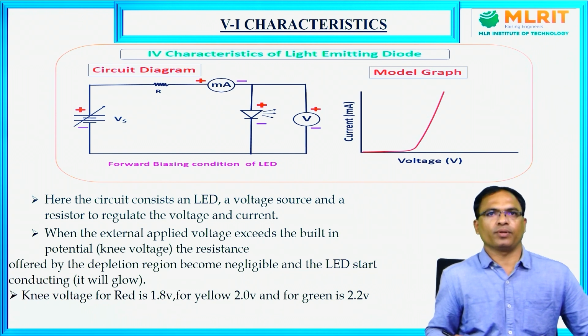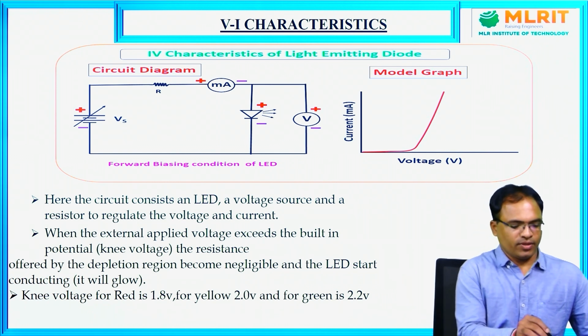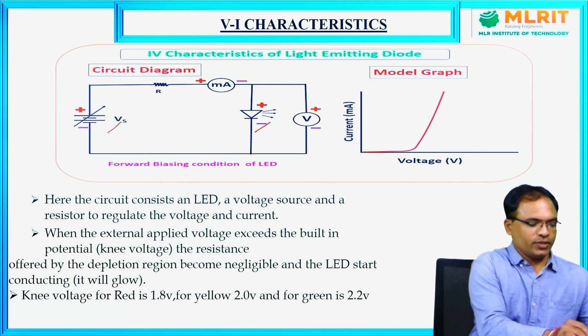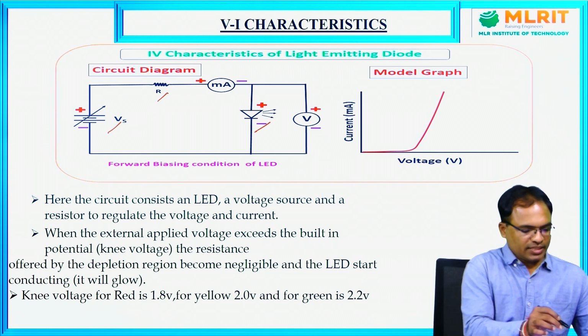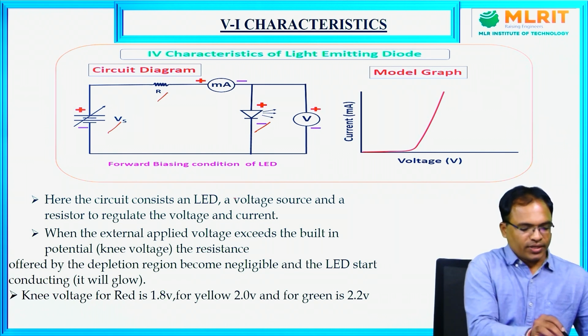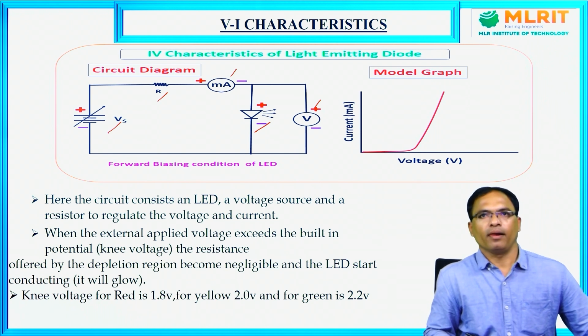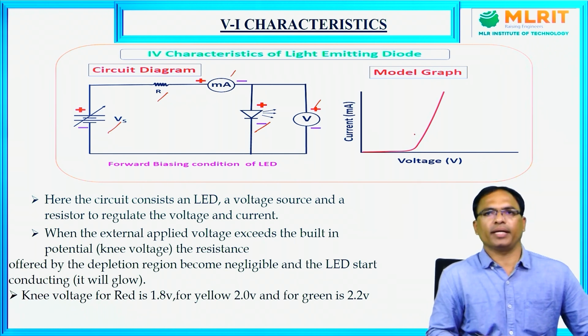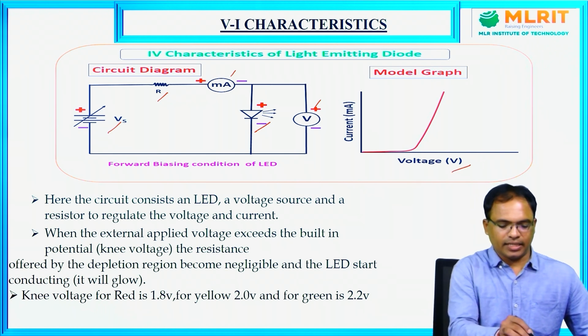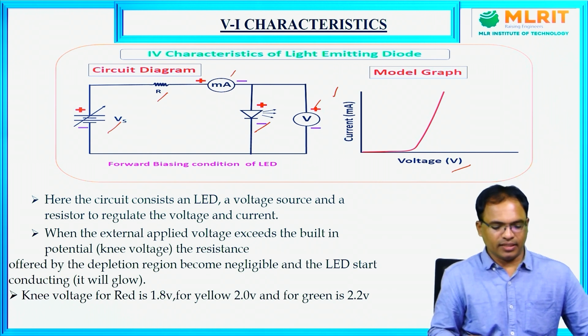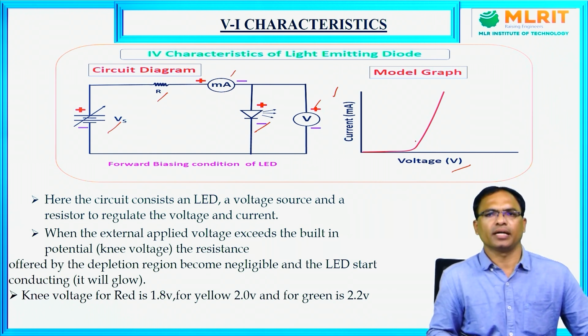Next, the circuit diagram is represented here, where we are observing an LED, a voltage source along with a resistor. Here the resistor is generally used to regulate voltage and current through the voltmeter and ammeter, and a graph is drawn here by taking voltage on the x-axis and current on the y-axis. Particularly this is the graph through which we can study the voltage-current characteristics of an LED.